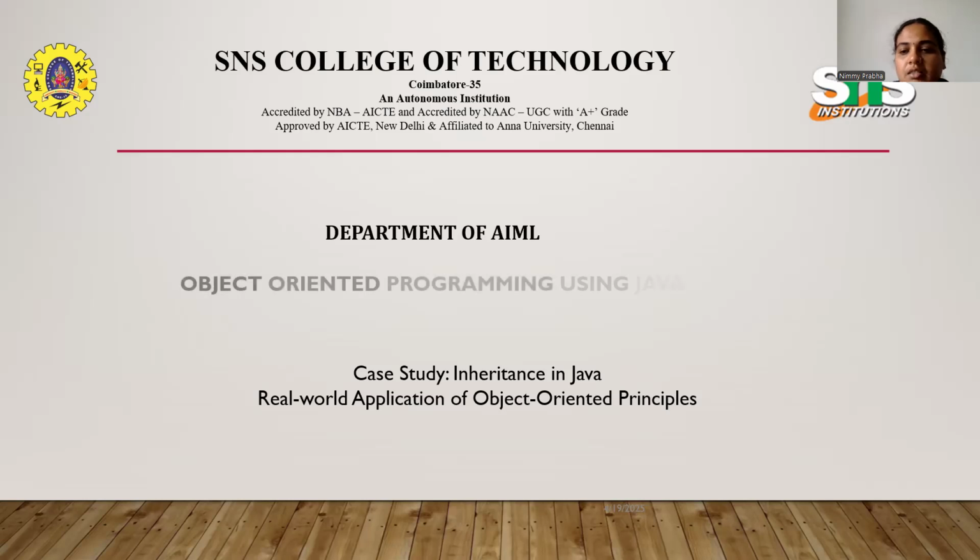So, what is inheritance? We already discussed that. Inheritance means we are deriving some properties from the superclass to the subclass. Why are we using inheritance? For code reusability. The main purpose of inheritance is code reusability. And in this video, we discuss one scenario.